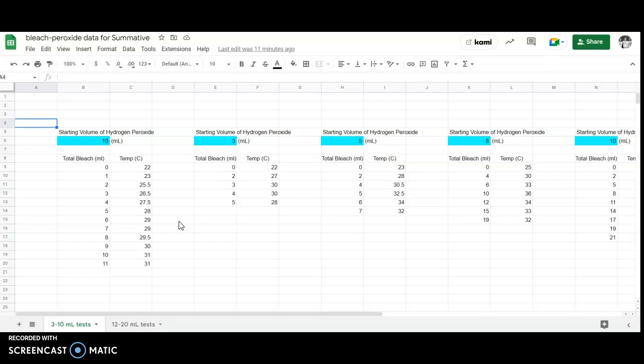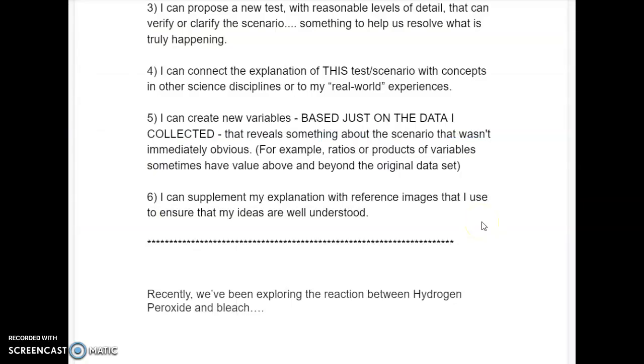I'm going to switch back to the writing document for one last second. Sometimes students get really stuck just getting started. Like, how do I start writing my claim? I think I've started here to address that question. You could literally use my stem here as a way to get started. Recently, we've been exploring the reaction between hydrogen peroxide and bleach. What you say after that is anybody's business, but it's a place to get started.